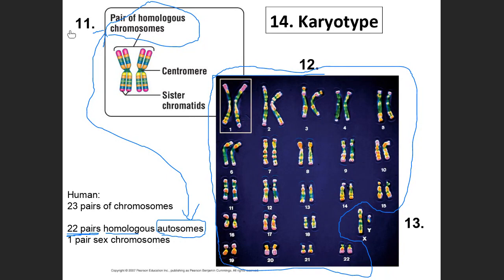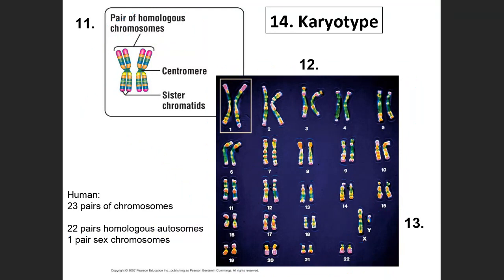So when you talk about a karyotype and you look at the karyotype and you come to understand what it's showing you, you realize at least 22 are homologous. And you realize those 22 pairs that are homologous, we call autosomes. That leaves one last pair. And I'm going to circle the 13.